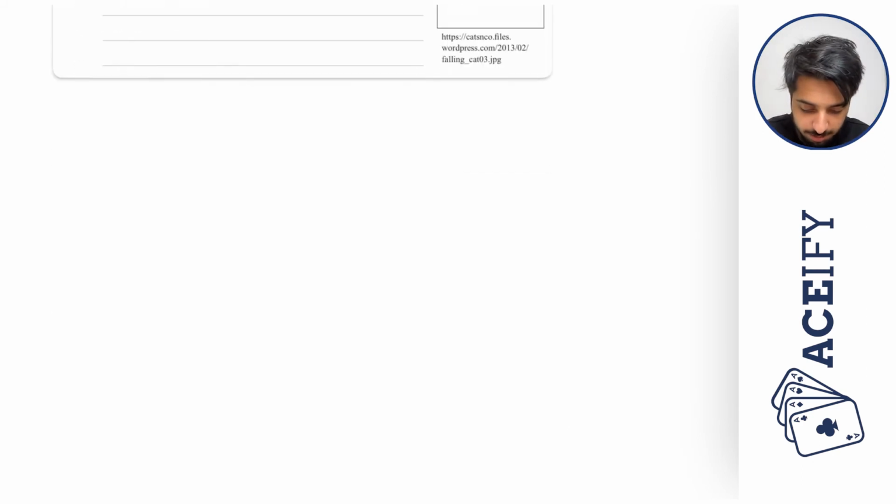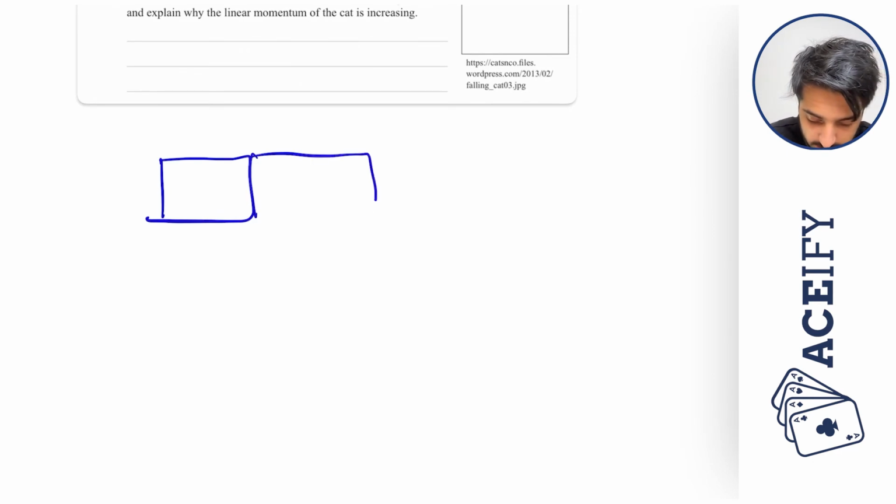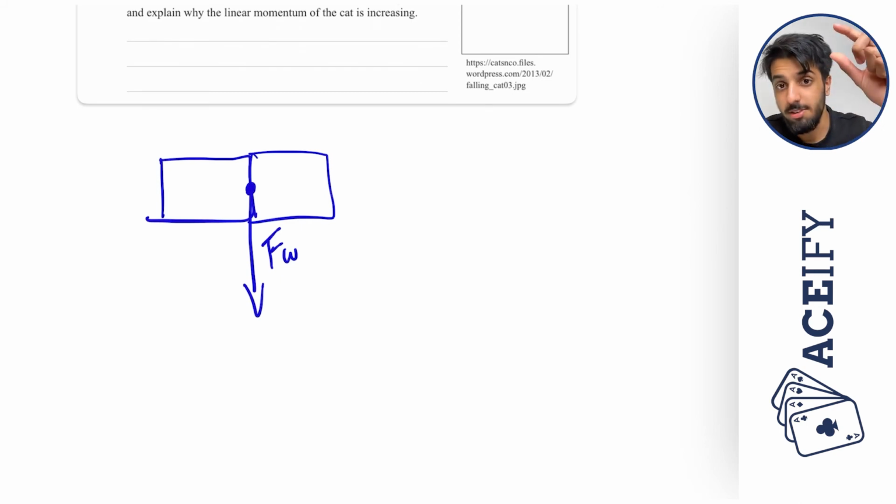Okay, so if we have the cat modeled as 2 rectangular cylinders right here, let's make them more even, like so. The center of mass is going to be somewhere over here. And we know that as the cat falls, there is going to be a single force, which is the weight force, acting downwards. And therefore, the motion of the center of mass is just going to move directly down and accelerating due to the weight force.